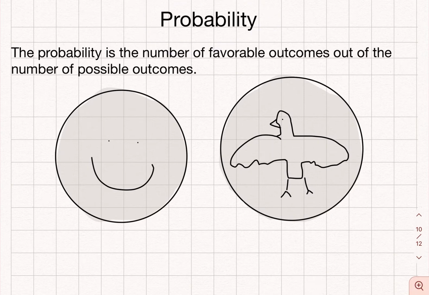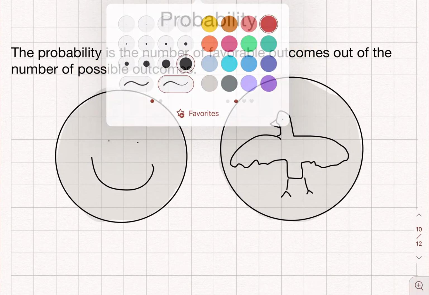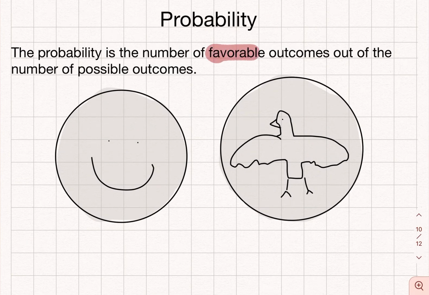What is probability? Well, probability is the number of favorable outcomes out of the number of possible outcomes. So let's just talk a little bit about what those words mean. Well, favorable is the preferred outcome. That's the thing that you want, and we'll take a look at what that means exactly in a moment here. Well, possible just means what could happen.